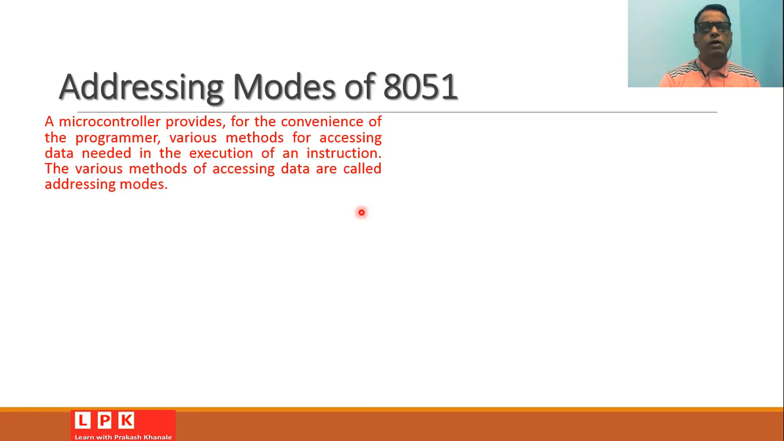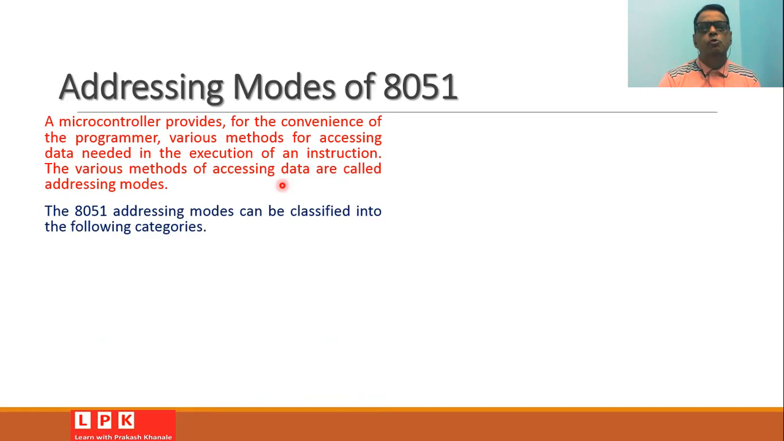In 8051, the programmer needs to write assembly language programs. And whenever the programmer writes an assembly language program, it is necessary to access the data during the execution of the instruction. There are different methods for accessing the data in the execution of the instruction, and these different methods used for accessing the data are called the addressing modes for 8051.